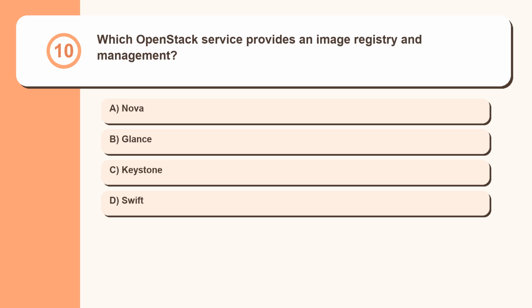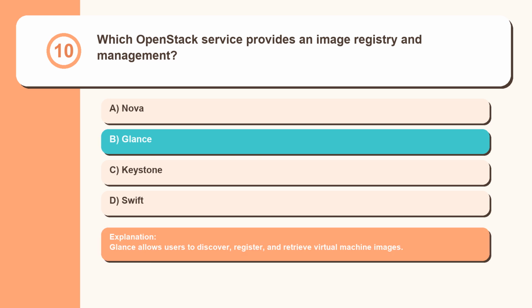Question 10. Which OpenStack service provides an image registry and management? Nova, Glance, Keystone, Swift. Glance allows users to discover, register, and retrieve virtual machine images.